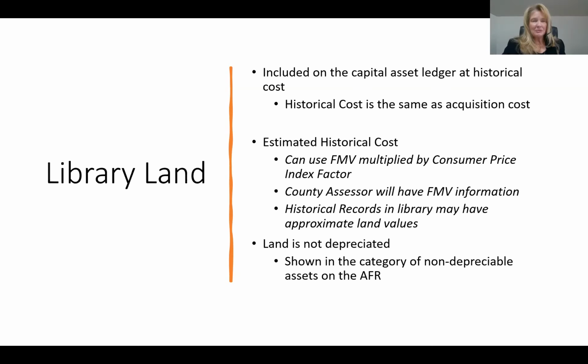No, for library books, because that is the main function of the library, those would be shown as a group. And so if you spend, let's say your threshold is $5,000 and you spend $6,000 on library books that year, then you would group those library books and show them as the asset for that year.